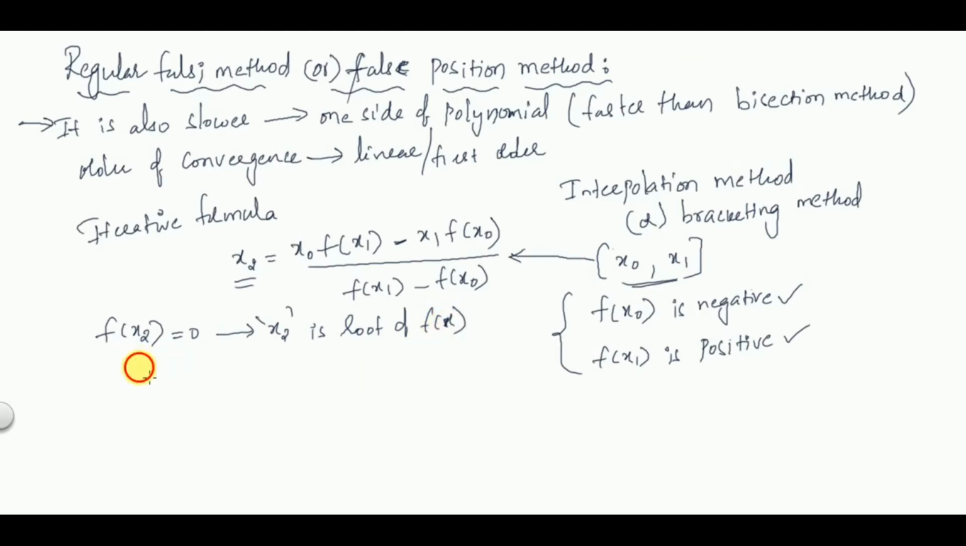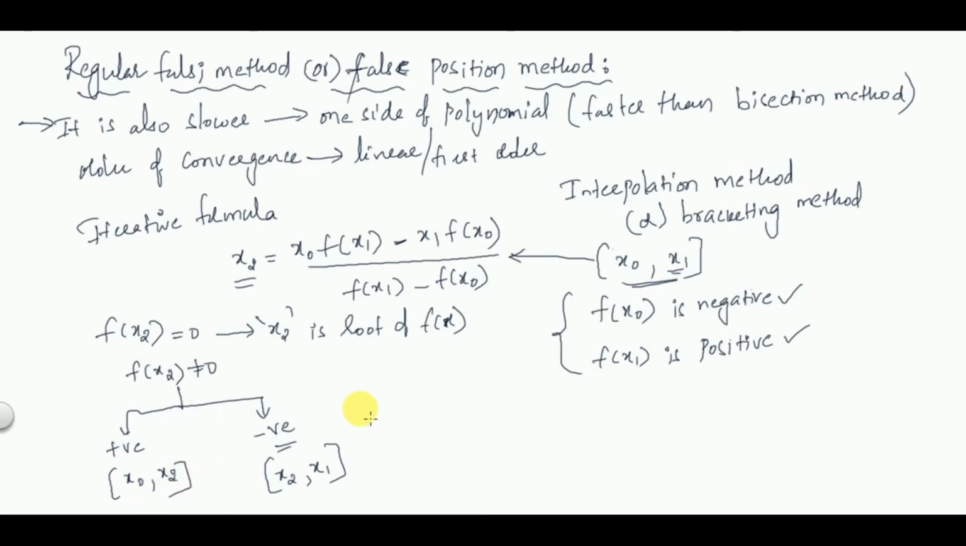If f of x2 is not equal to 0, again we have two cases: f of x2 may be positive or negative. If it is positive, it replaces the positive estimate, or if it is negative, it replaces the negative one. We have taken f of x0 as negative, so it replaces x0, and now the root is bracketed between x2 and x1. If f of x2 is positive, it replaces x1, and now the root is bracketed between x0 and x2.